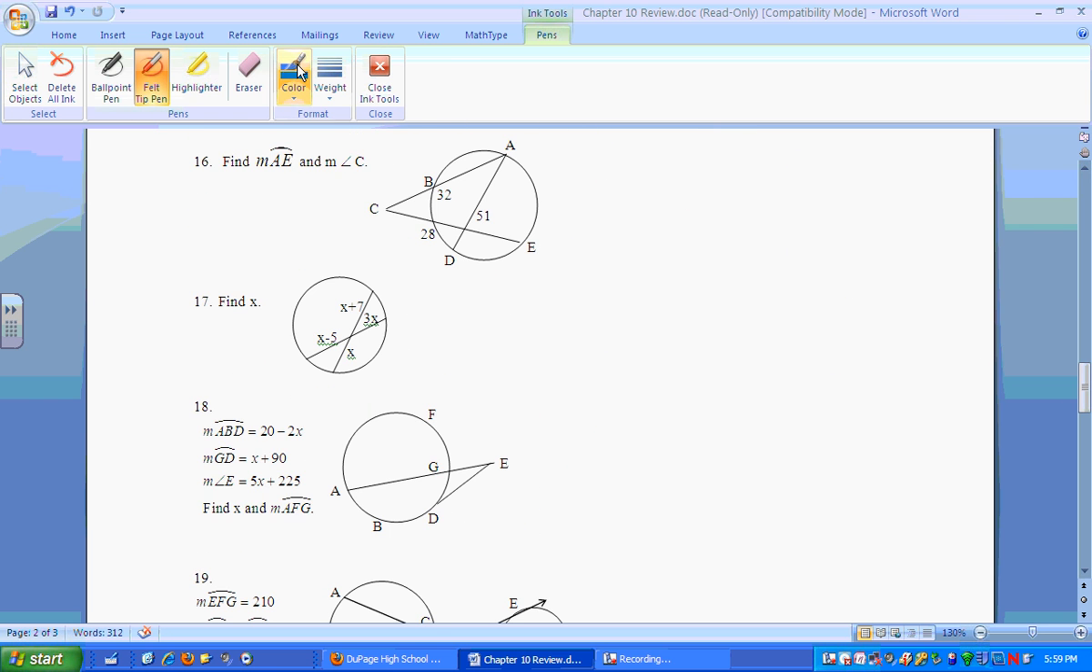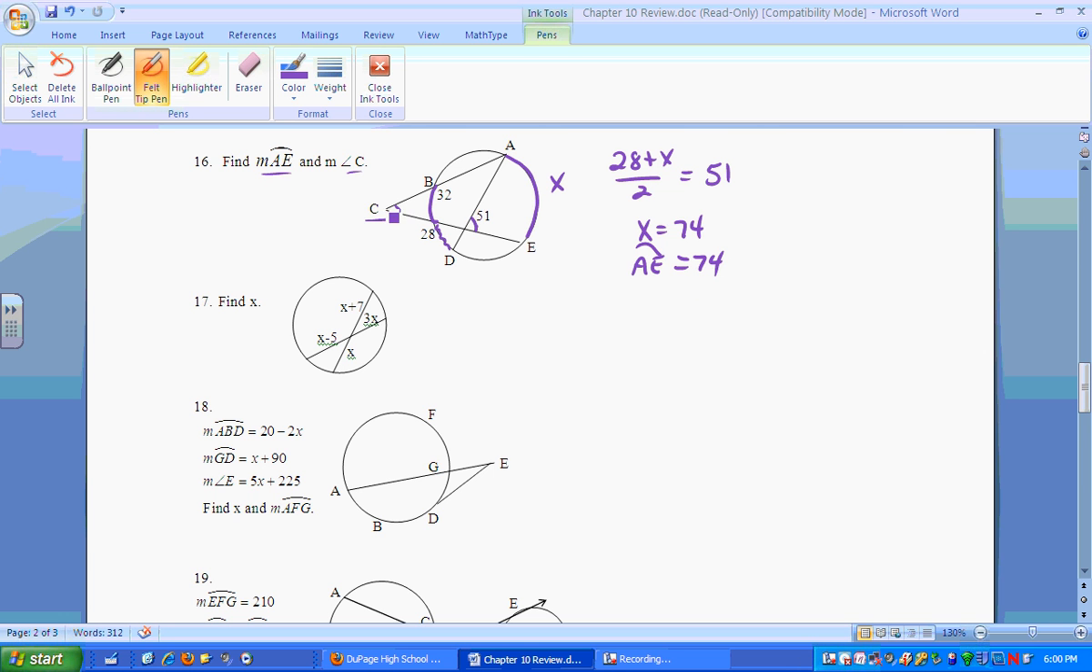Continuing on, number 16 is a picture. This arc is 32, this angle is 51, and this arc is 28. We want to find AE and angle C. Well, angle C is outside. To be able to get angle C, we need big arc minus small arc. So we need this arc first, so we'll call it X. How do we get it? Well, 51 is inside. If it's inside, the inside rule says take arc and the opposite arc, add them up and divide by 2. So we're going to have 28 plus X divided by 2 equal to 51. You solve, you multiply by 2, you end up getting x equals 74. So arc AE ends up equaling 74.